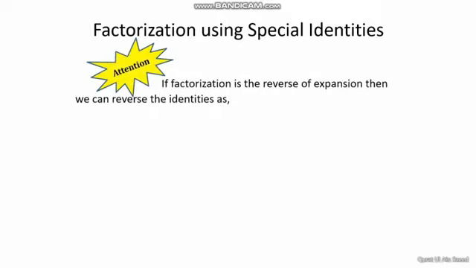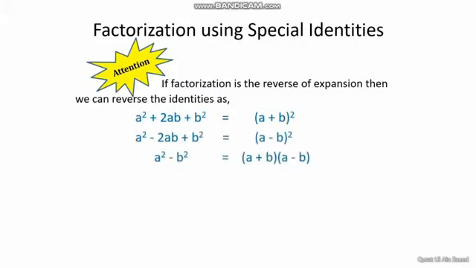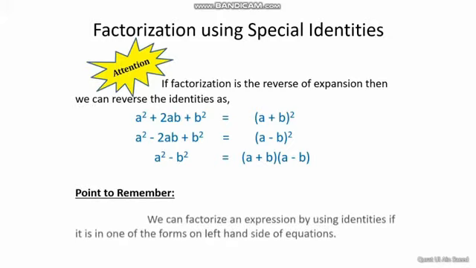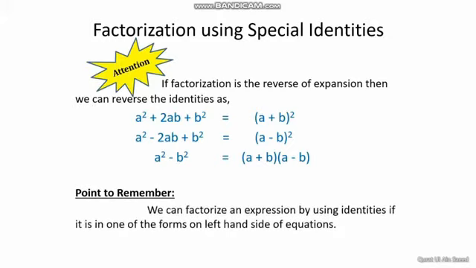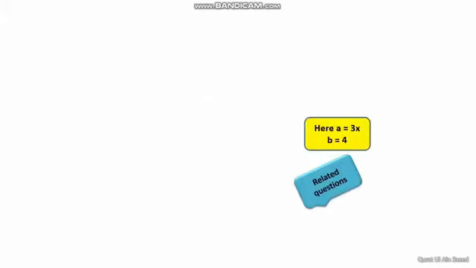The answer is yes, we can reverse the identities: a square plus 2ab plus b square equals (a plus b) whole square, a square minus 2ab plus b square equals (a minus b) whole square, and a square minus b square equals (a plus b) into (a minus b). The point to remember is you can only factorize an expression if it is in one of the forms on the left hand side of the equation.